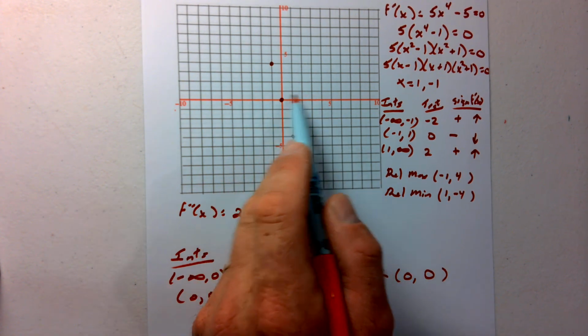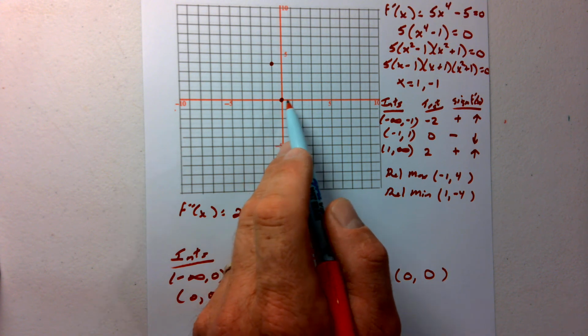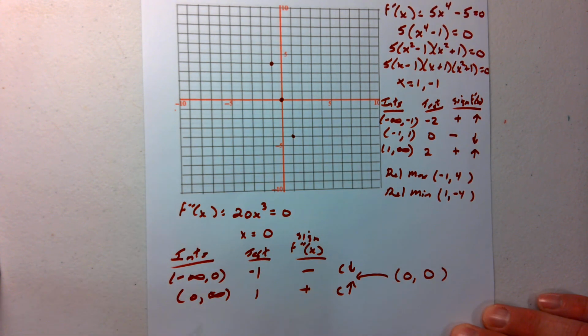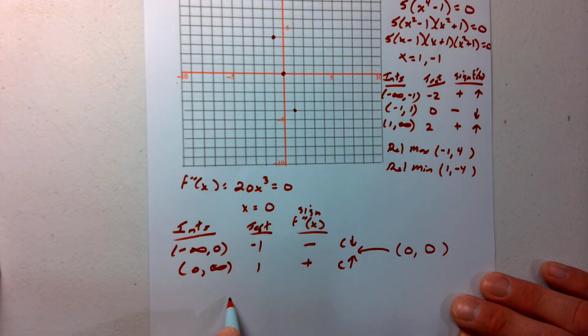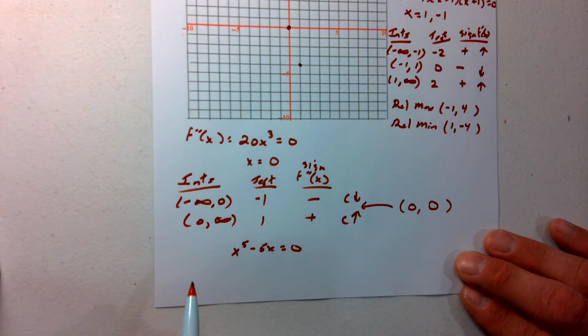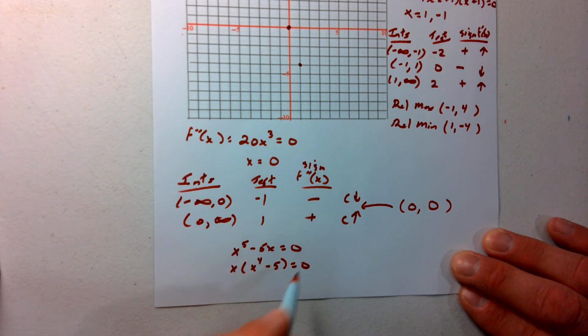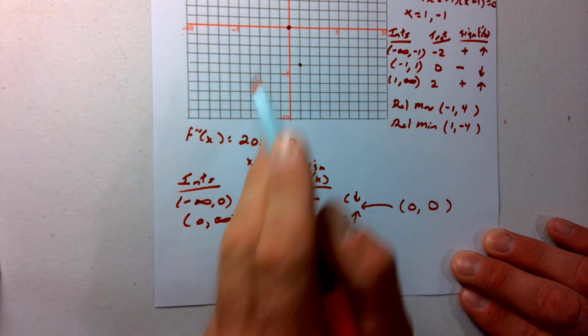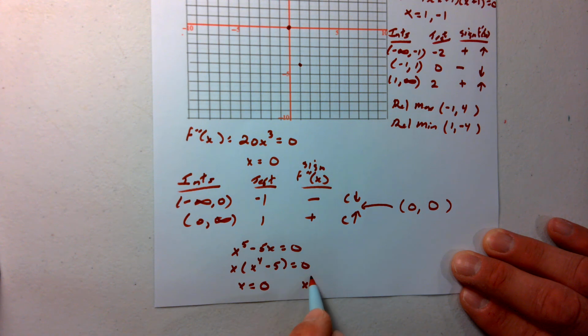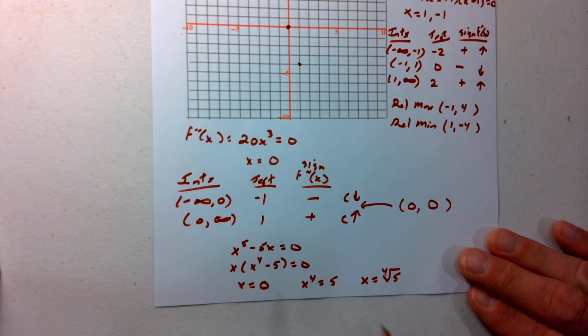Well, I could go ahead and find my x-intercepts. How do I find x-intercepts? I take my original function and set it equal to 0. And I go ahead and solve for x. So I can take an x out of that. I get x to the 4th minus 5 equals 0. So x equals 0, which we know. And we also know that x to the 4th equals 5, or x equals the 4th root of 5.